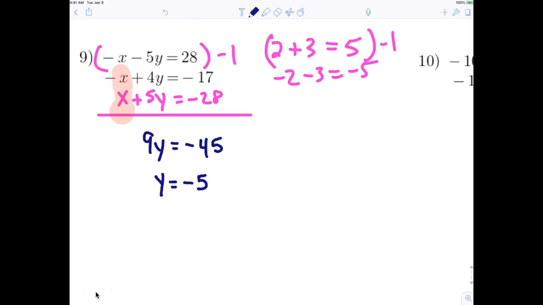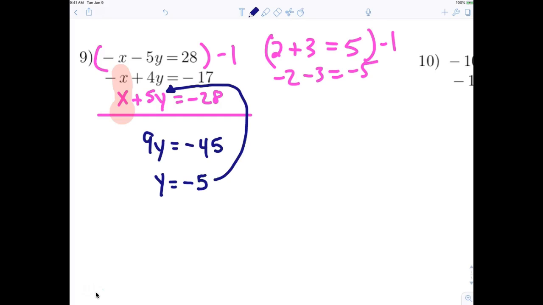Thank you. So now I have to figure out what the x is. Does it matter what equation I plug it into? No. So I'm just going to come up here and do right here. I'm going to plug negative 5 in for that y right there. I have 3 choices: the one at the top, the one in the middle, the one in the bottom. And I just went with the one that's all positive.